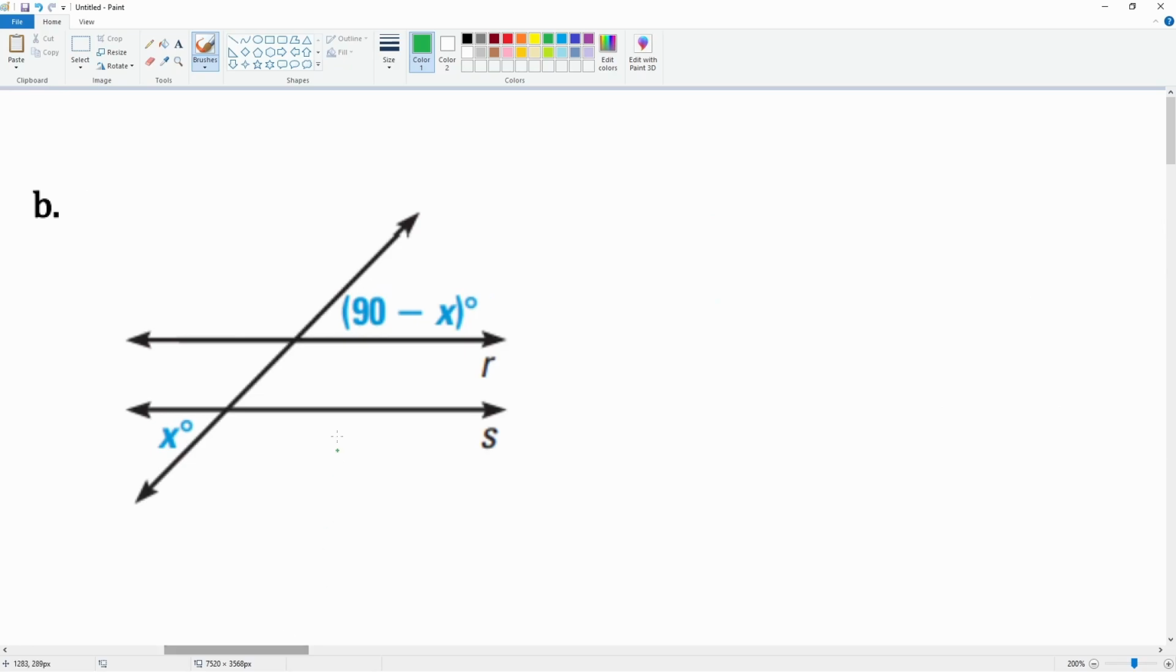Let's look at B here. Let's see the angle relationship. Well, they're both on the outside, so we write exterior. Notice this crosses, so this is alternate. And then we want to prove parallel lines, so this is the converse of the alternate exterior angles. We know that they have to be congruent.